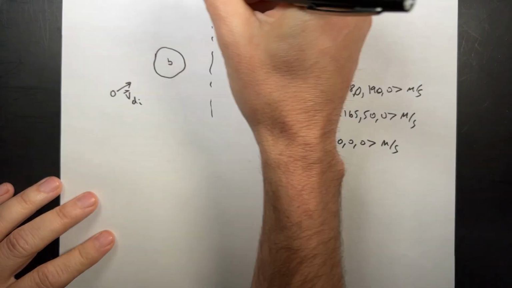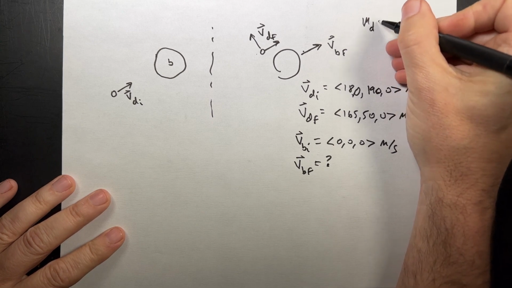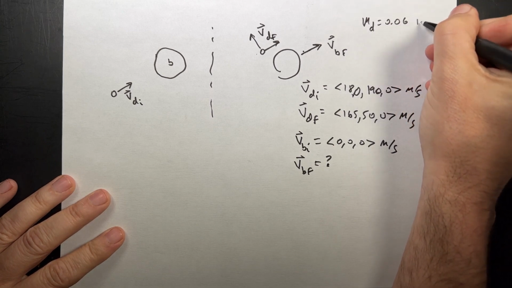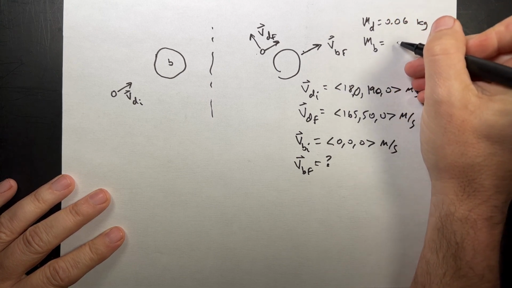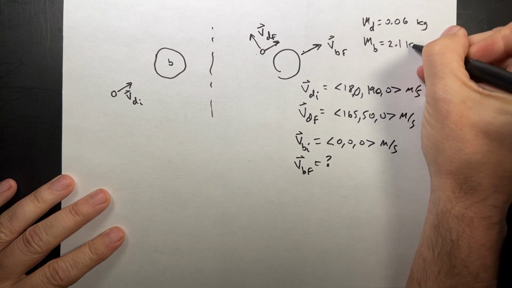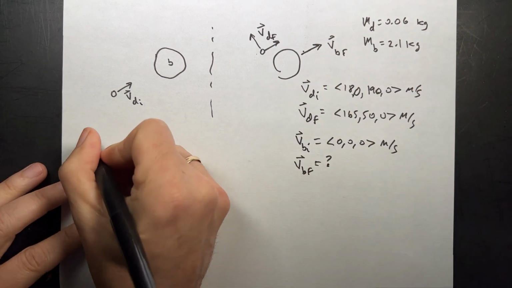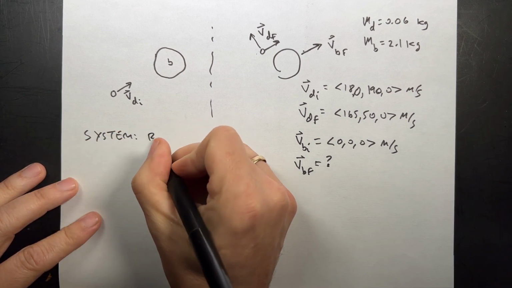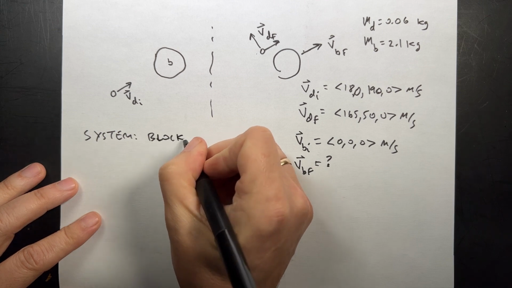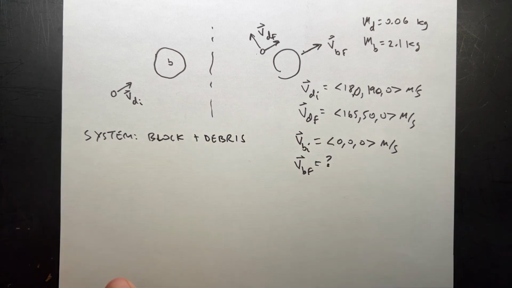I do know the masses. Let's put it up here. The mass of the debris, D, is 0.06 kilograms. The mass of the block is 2.1 kilograms. Okay, so if it's in space, there are no forces on it. I can say my system is the block plus the debris, and there are no external forces on the system.